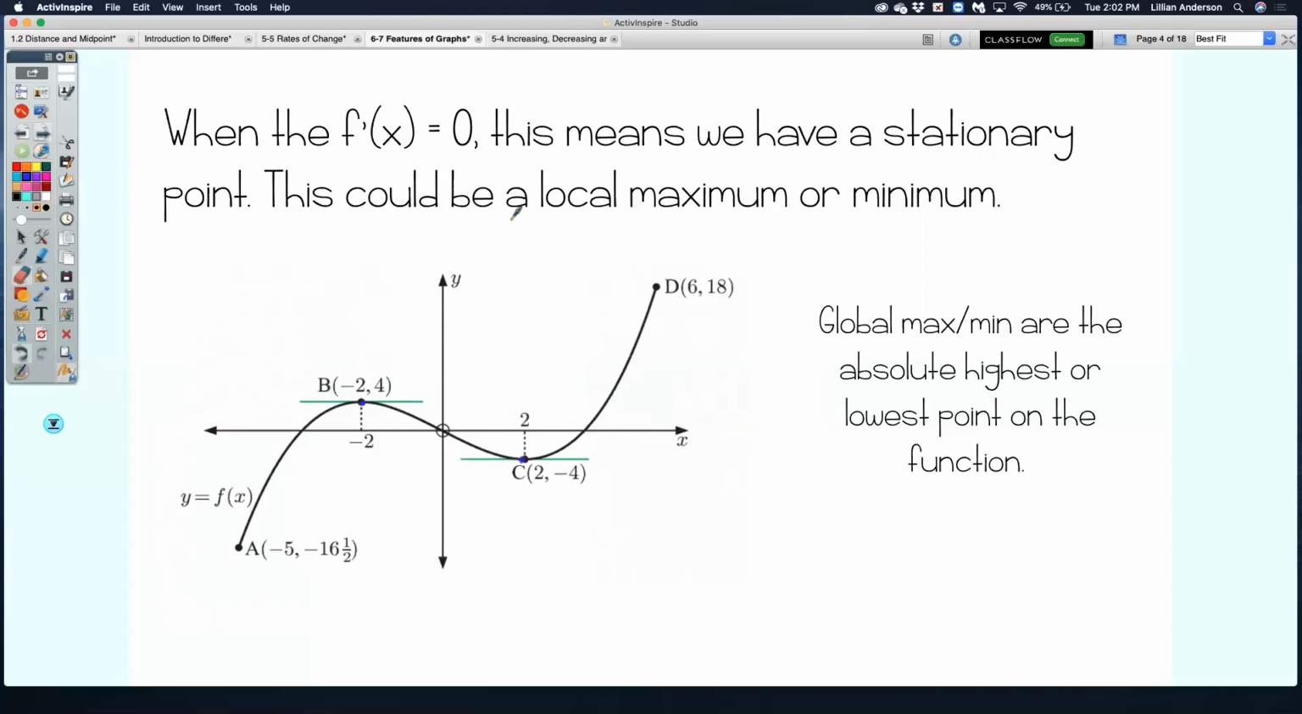They are called local maximums and minimums because that is where we go from increasing to decreasing or decreasing to increasing. Global maximums and minimums, which is another term that can be used, those are like the absolute highest or absolute lowest point on the graph of the function. Okay, so both of these, B and C, those will be local because there's other points along the graph that are higher or lower than those respective points. Okay, so do be aware of that. Do be aware of that terminology, global versus local.